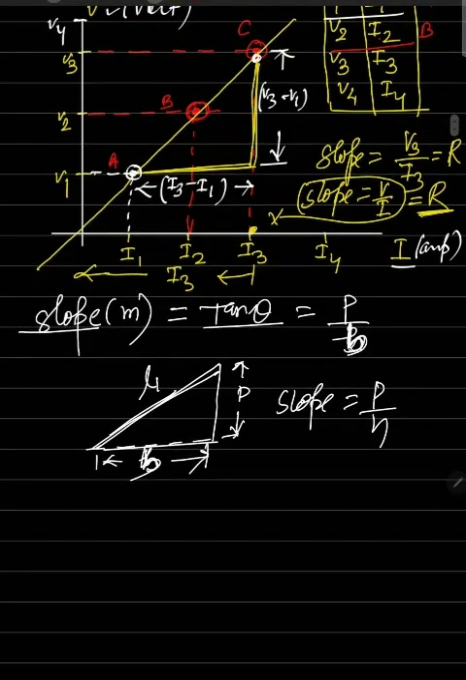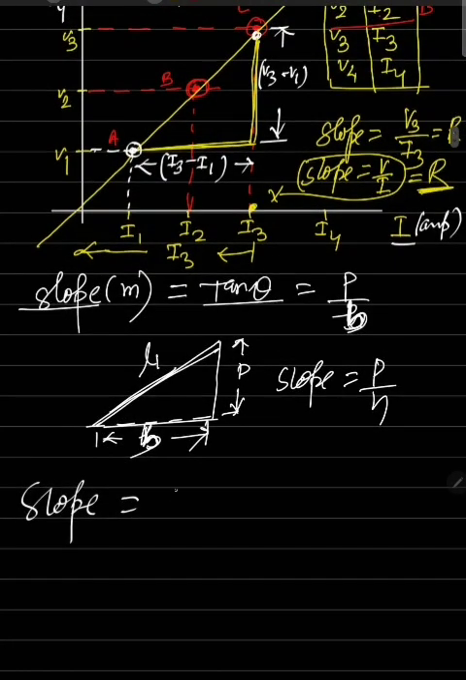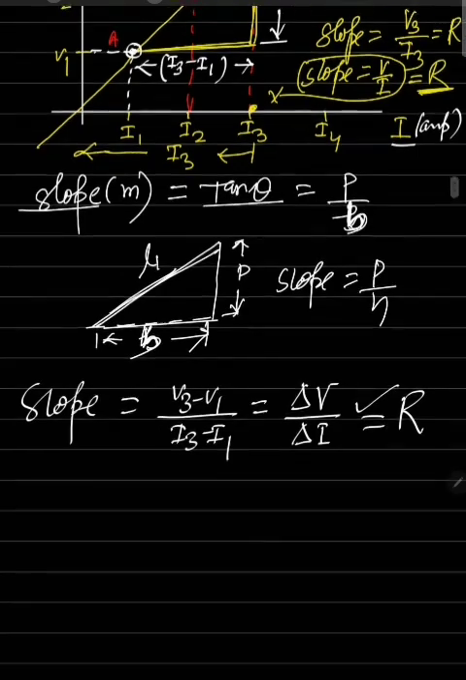Okay, so in this case we write like that: slope is equal to V3 minus V1 divided by I3 minus I1. That's why in the book it is written like this: change in potential difference divided by change in current. Okay, so it is also okay for the slope of VI graph, and it will also give you resistance. Okay.